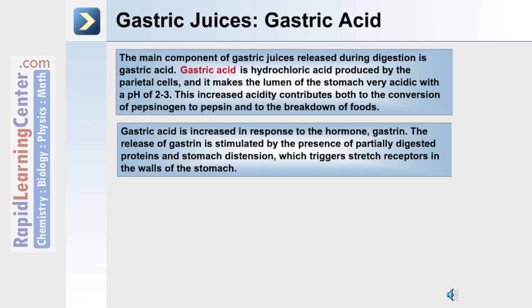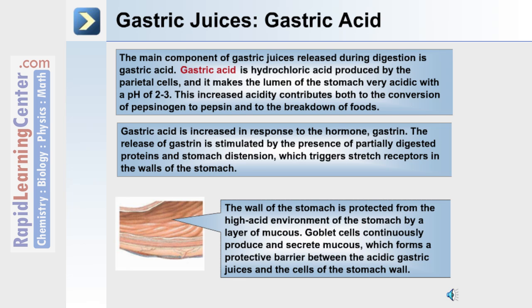Gastric acid is increased in response to the hormone gastrin. Gastrin is stimulated by the presence of partially digested proteins and distension of the stomach wall, which triggers stretch receptors. The wall of the stomach is protected from this acid environment by a layer of mucus. This layer of mucus is produced by goblet cells, and this separates the acidic gastric juices from the cells of the stomach wall.